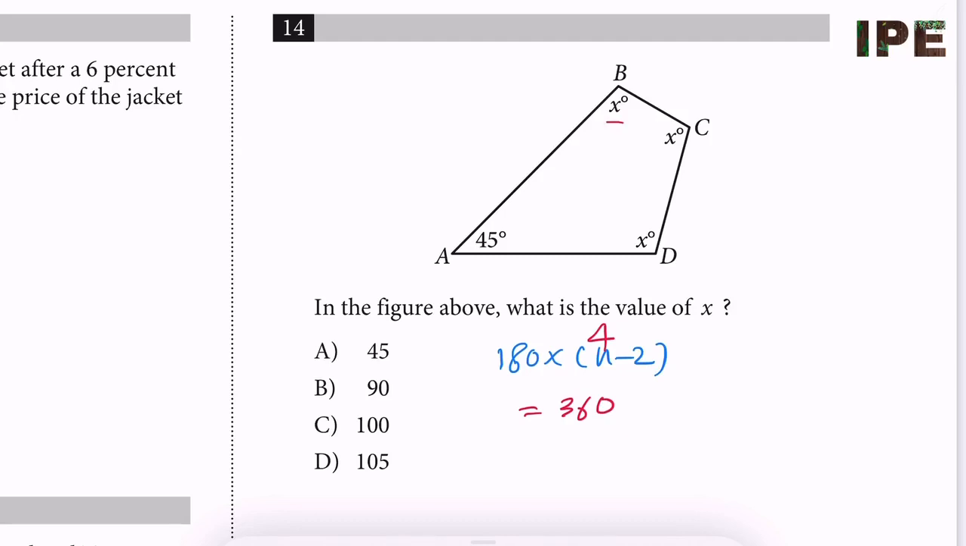So x plus x plus x, that 3x should be equal to 360 minus 45, which is 315 degrees. So what is x? Divide by 3 on both sides. 105. D is the answer.